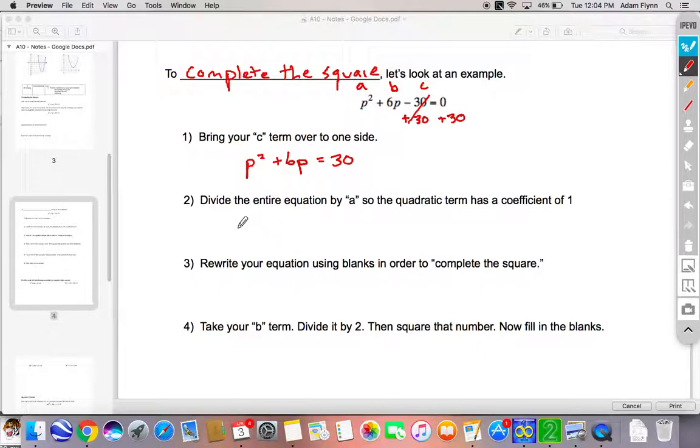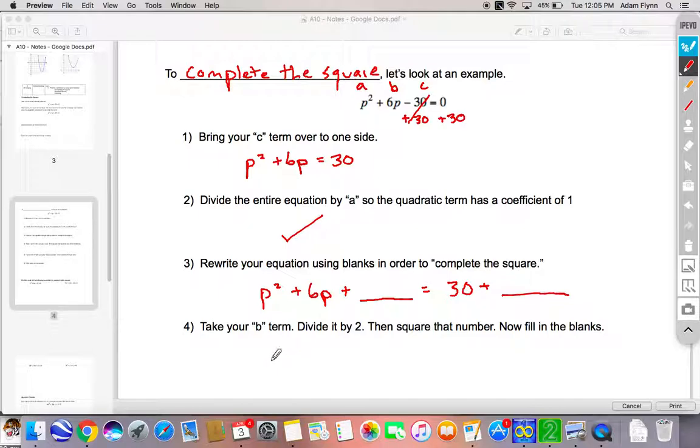Okay, so now step 2, divide the entire equation by a, or whatever your coefficient is of a, so that the quadratic term has a coefficient of 1. For this example, our a term, since there is nothing right here, it already is 1. So we're all set. I'm just going to put a check mark. Now we're going to rewrite our equation using blanks in order to complete the square. So p squared plus 6p plus blank equals 30 plus blank.